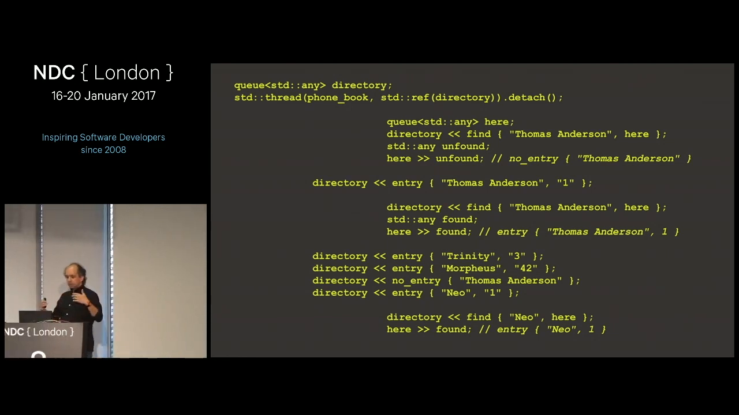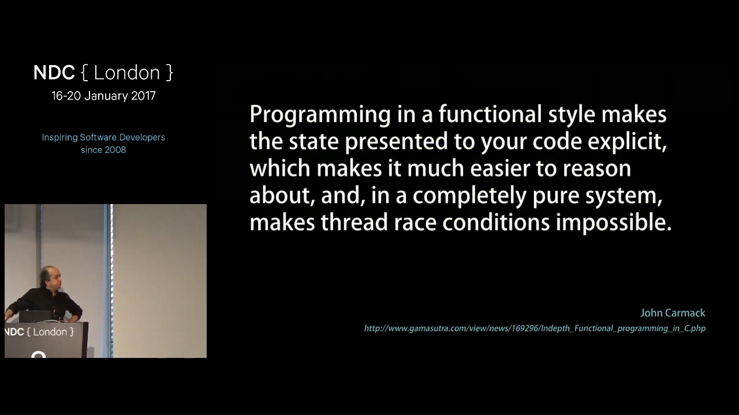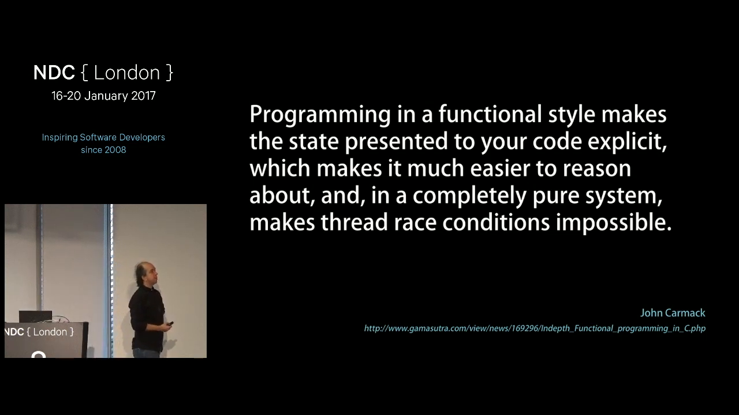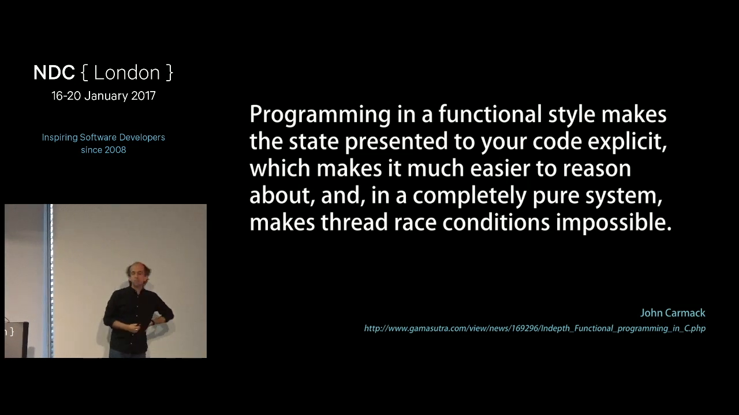Okay, so sort of bring that to a close. There's an awful lot in there, and it's definitely time for a coffee. But I'm going to go back to John Carmack. He said, you know, it's a point there is that what we've ended up with is a number of things that are actually relatively functional in their nature. Functional style makes the state presented to your code explicit, which makes it easier to reason about, and in a completely pure system makes thread race conditions impossible.